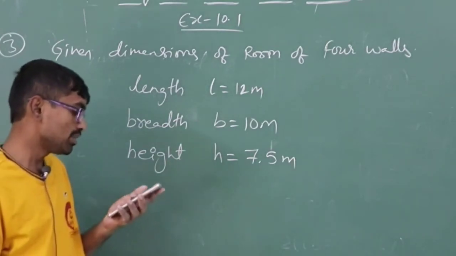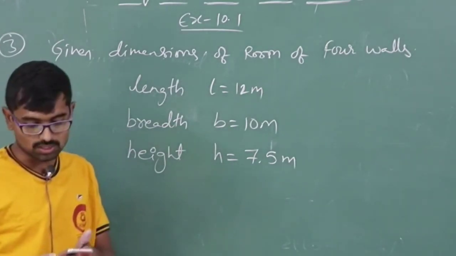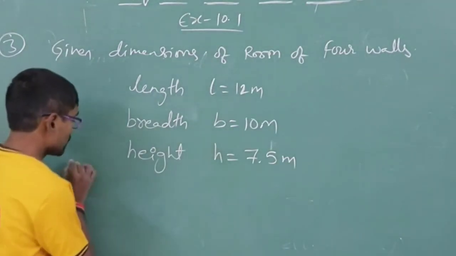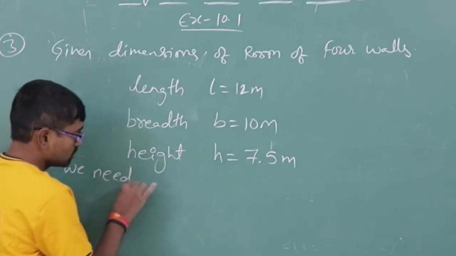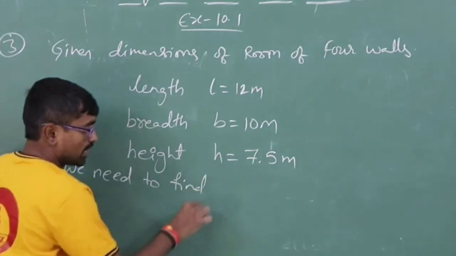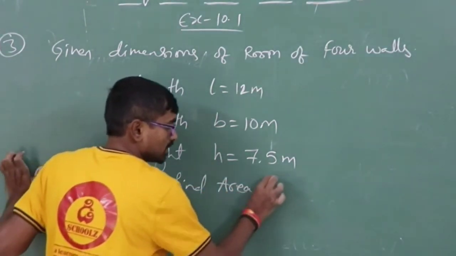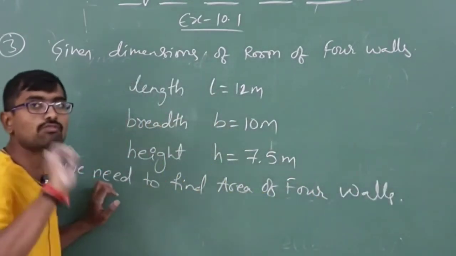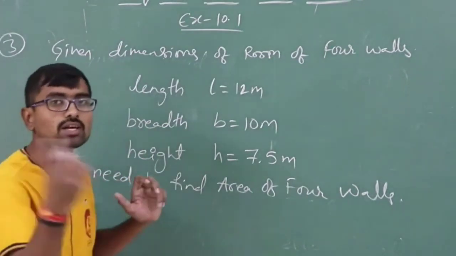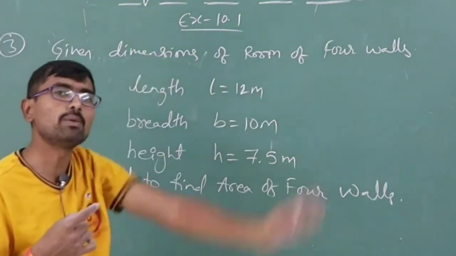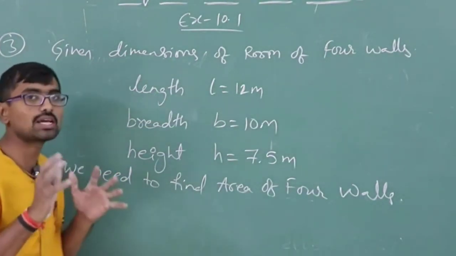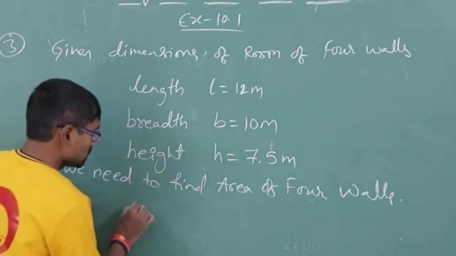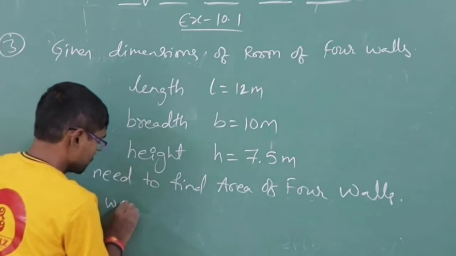So what we have to find here is the area of 4 walls. Area of 4 walls means lateral or total? Yes, absolutely, lateral surface area. So we need to find the area of 4 walls. What does it mean? It means we have to remove the top and bottom. So we are only assuming 4 faces; the 5th and 6th faces we are removing.